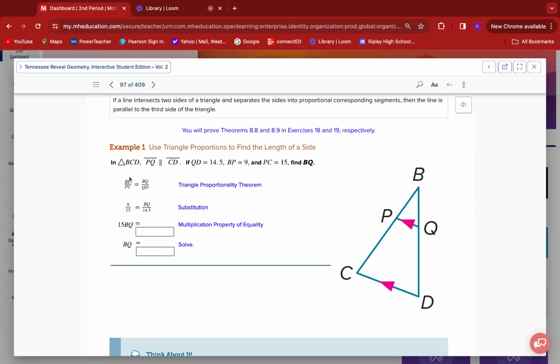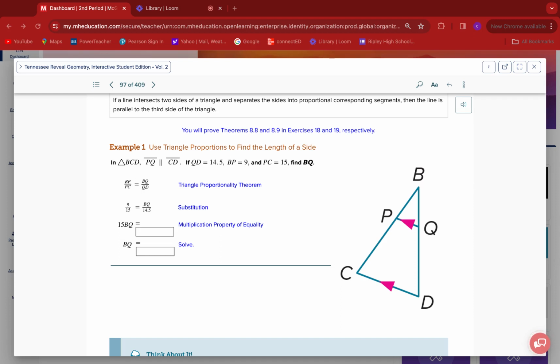That's what's going on right here. And they're going to do the right side. BQ is going to be with the right QD. And that's what this is over here. So top with the bottom equals top with the bottom. All right, so our BP, according to the problem, is 9. You know what? If you're a visual person, you're probably sitting there lost already.